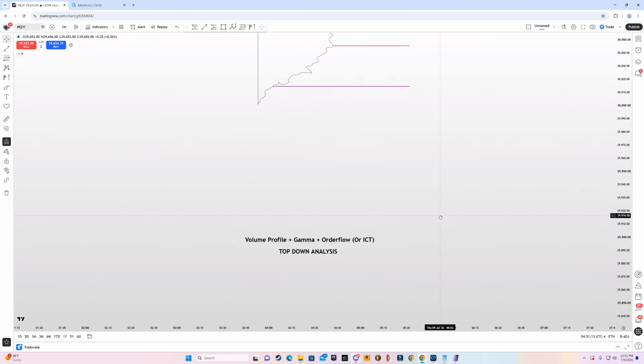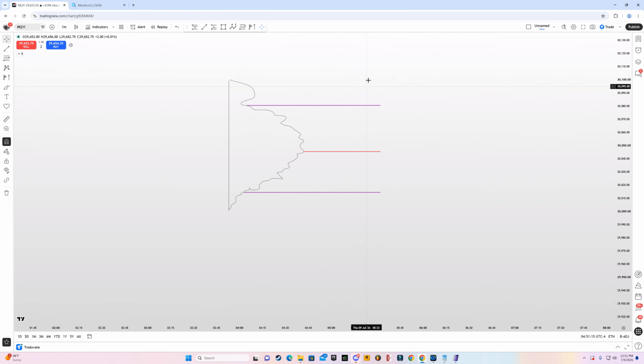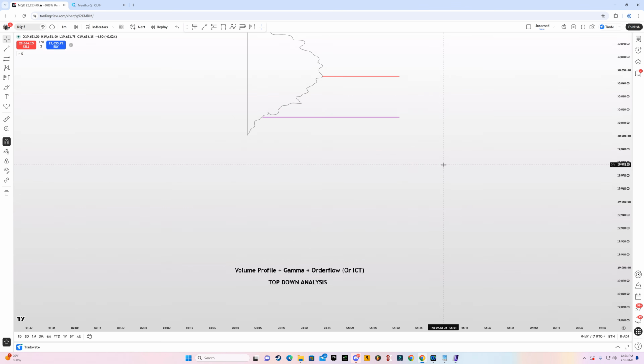So how do we know if we're going to get a breakout above the value area high or low, or we're just going to get a failed auction setup?